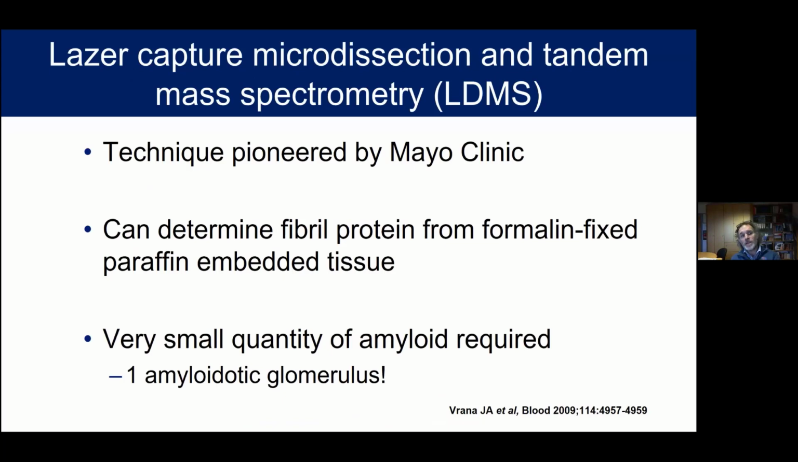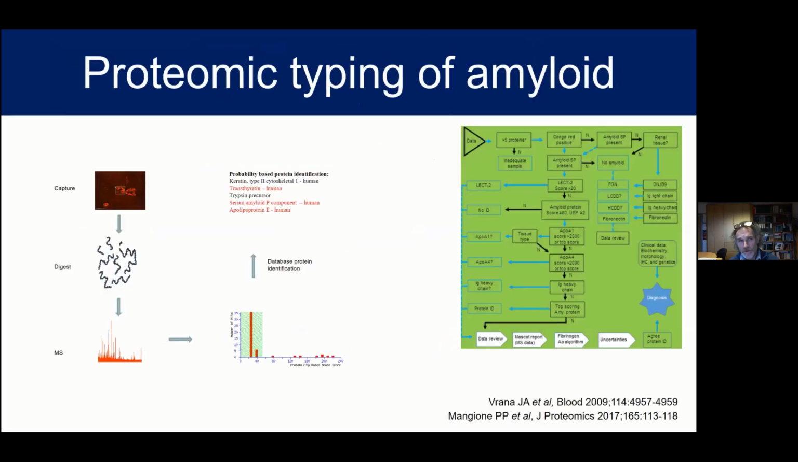So some years ago, the Mayo Clinic pioneered this technique of laser capture microdissection and mass spectrometry. And the beauty of this technique is that you can determine the fibril protein from formalin-fixed paraffin-embedded tissue and a very small quantity of tissue at that. And the beauty is that your block of tissue can be sent around the world to a center that performs mass spectrometry, and you can get your diagnosis on that basis.